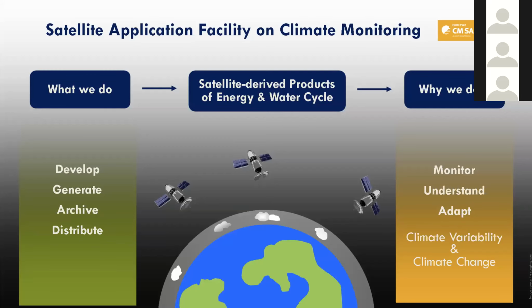So, but first of all, I tried to put into one slide what the EUMETSAT is. So we develop, generate, archive, and distribute satellite-derived products in connection with the energy and water cycle to monitor, understand, and adapt to climate variability and climate change. So that means we produce long-term climate data records of parameters such as cloud coverage, cloud properties, surface radiation, sunshine duration, or evaporation and precipitation.